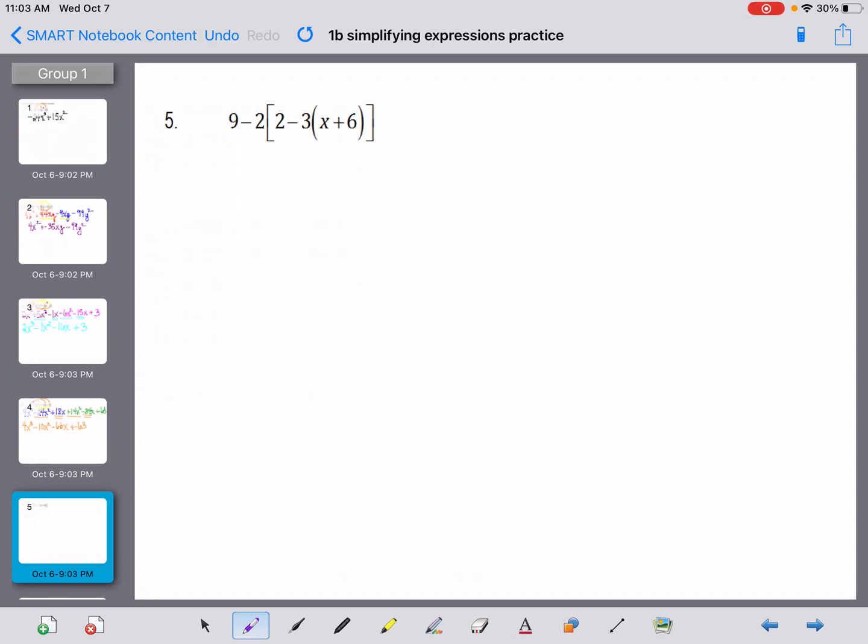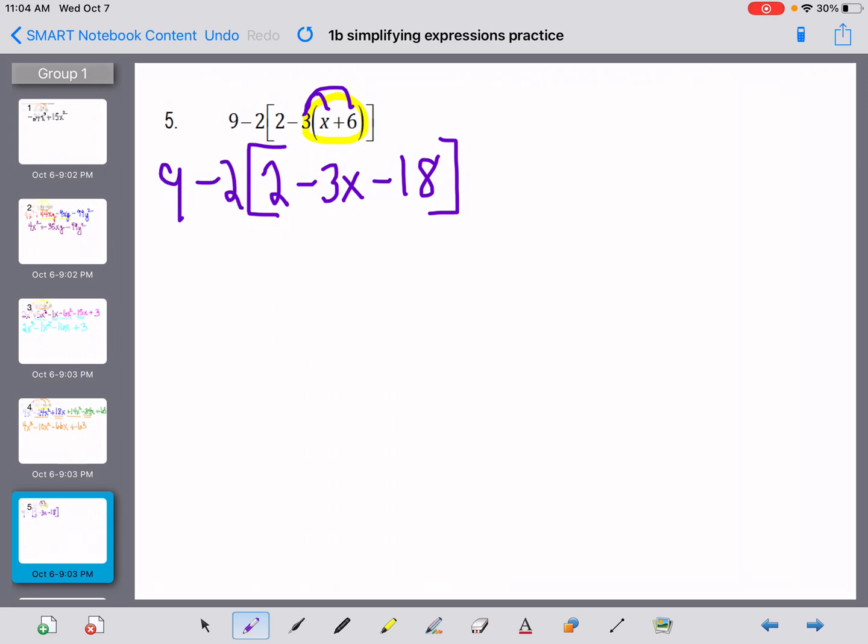Let's look at some nested parentheses problems here. And remember, we start on the innermost parentheses. So when we look at this, we're going to start here. And in fact, we're going to distribute. So what happens is we're going to get negative 3x minus 18. Now, the 2 hasn't gone anywhere, which is within this parentheses, and we have 9 minus 2.